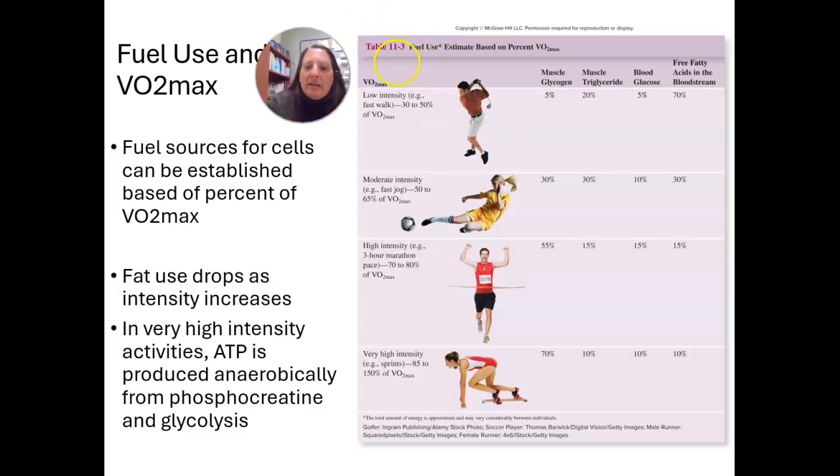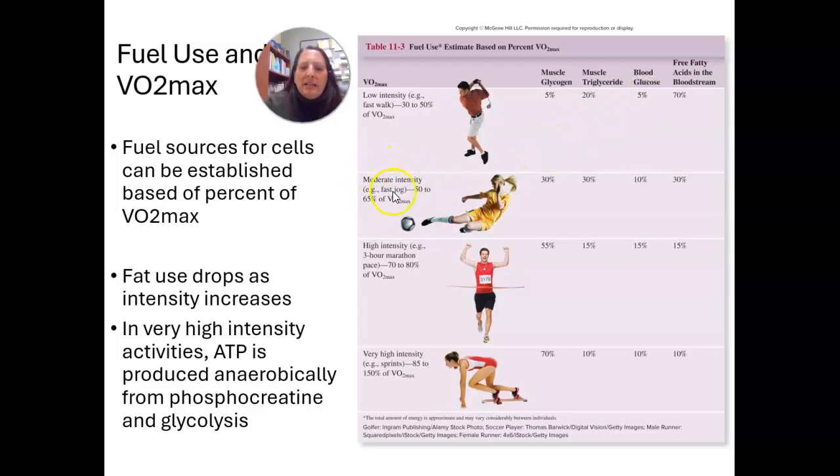Okay, so VO2 max is my pointer. Low intensity, like golf, is not a very high intensity activity. Low intensity, fast walking, golf, a brisk walk, okay, falls into that category. I can't think of anything else right now. Your VO2 max will be low, at about 30 to 50%. In this case, you are going to be using mostly fats. So muscle triglycerides, 20%, free fatty acids in the bloodstream, 70%, some muscle glycogen, some blood glucose.